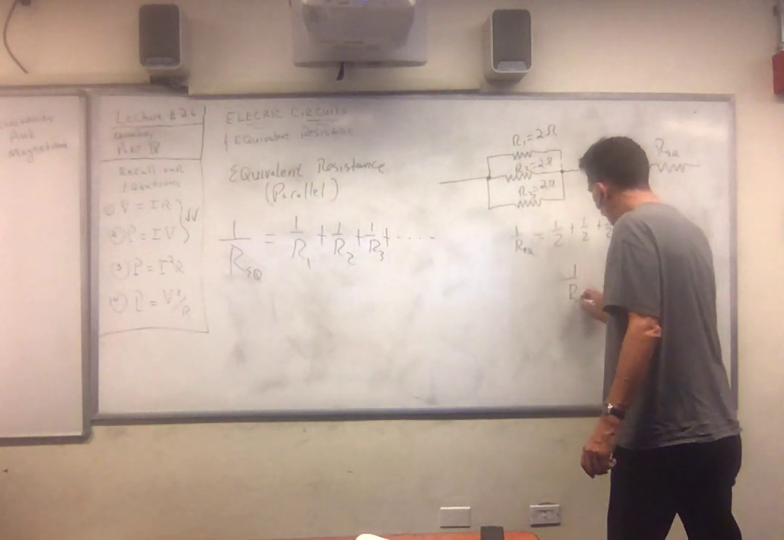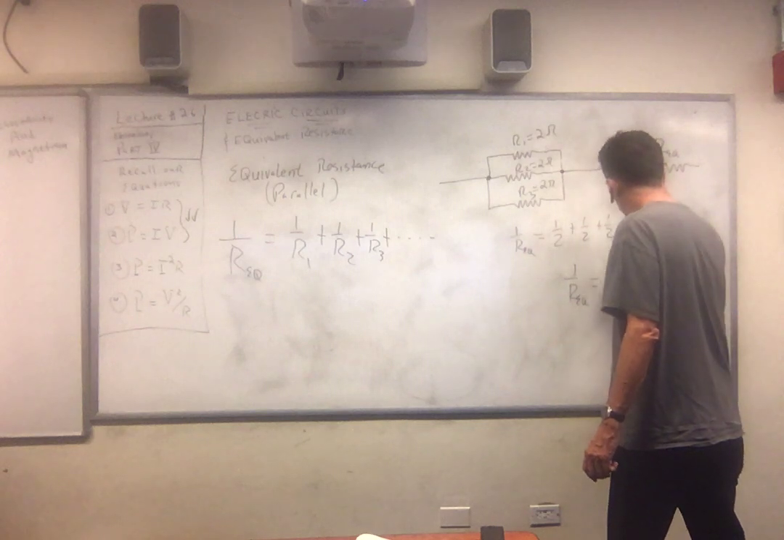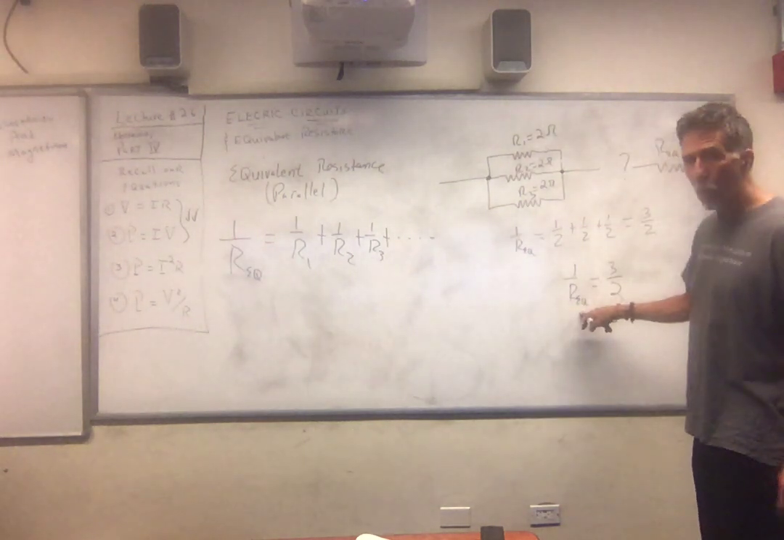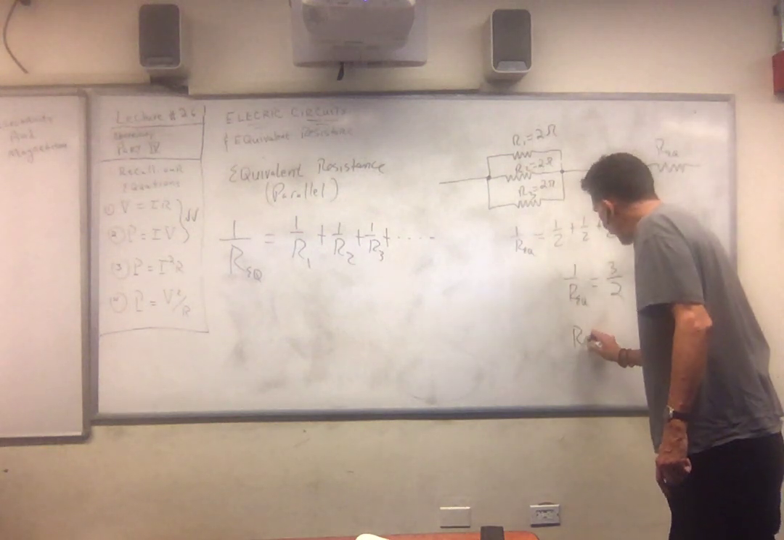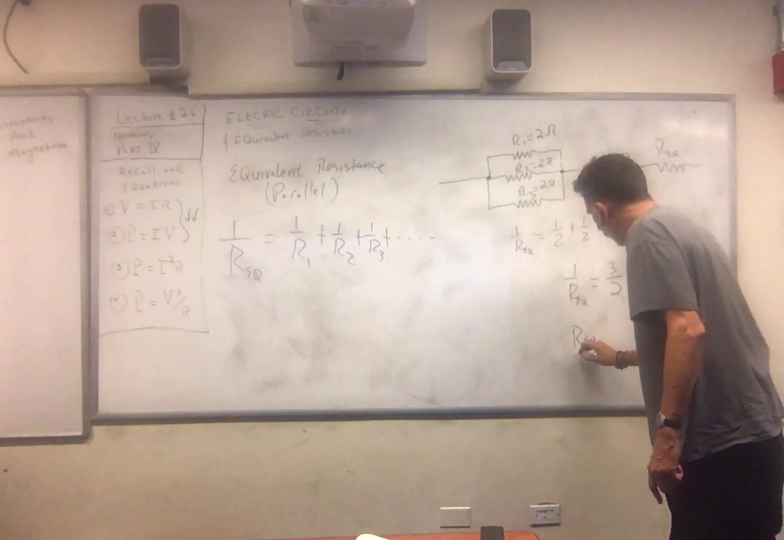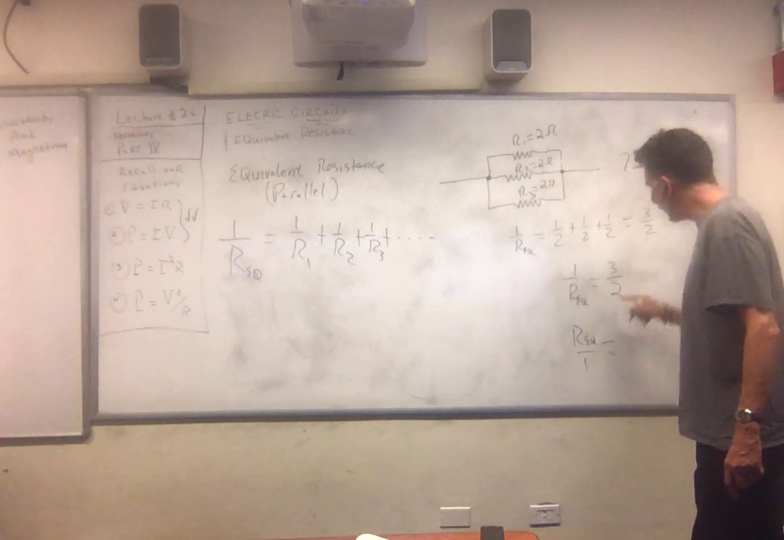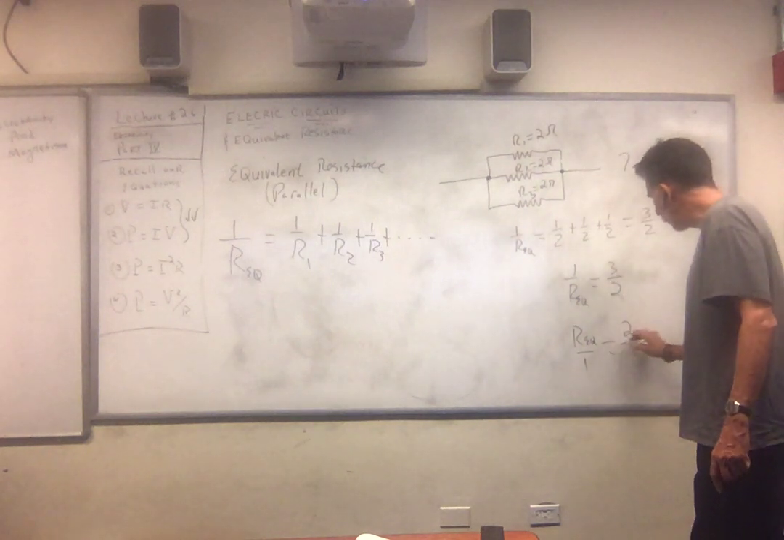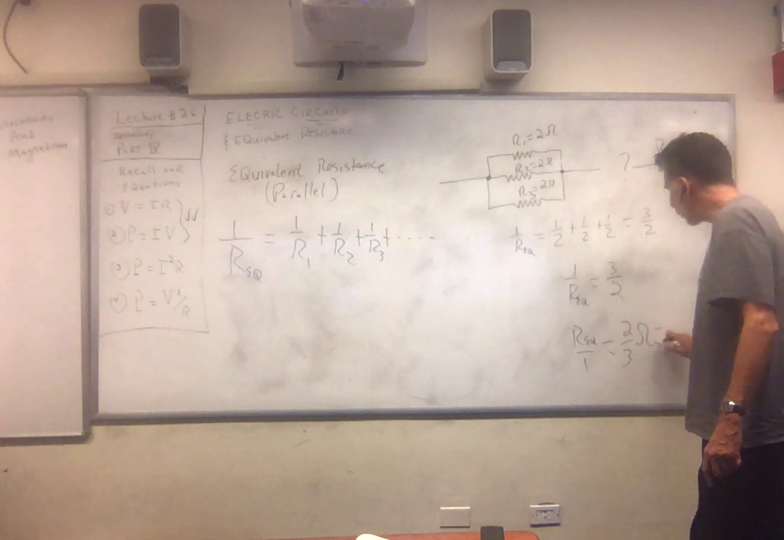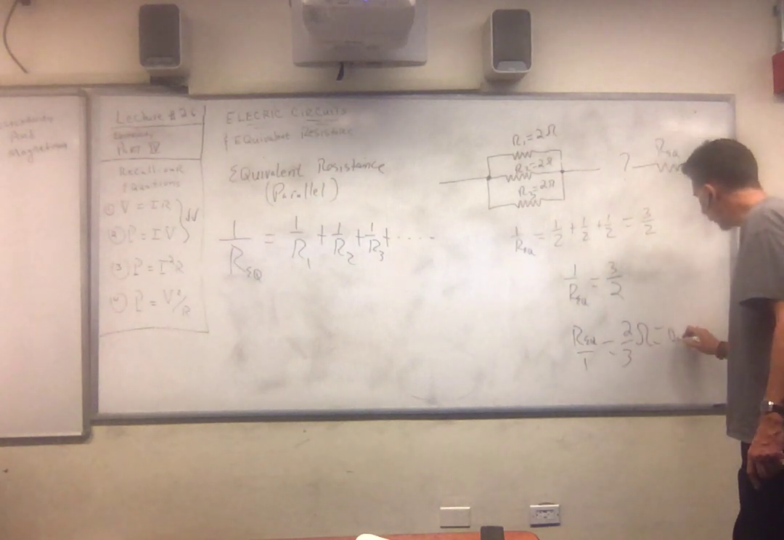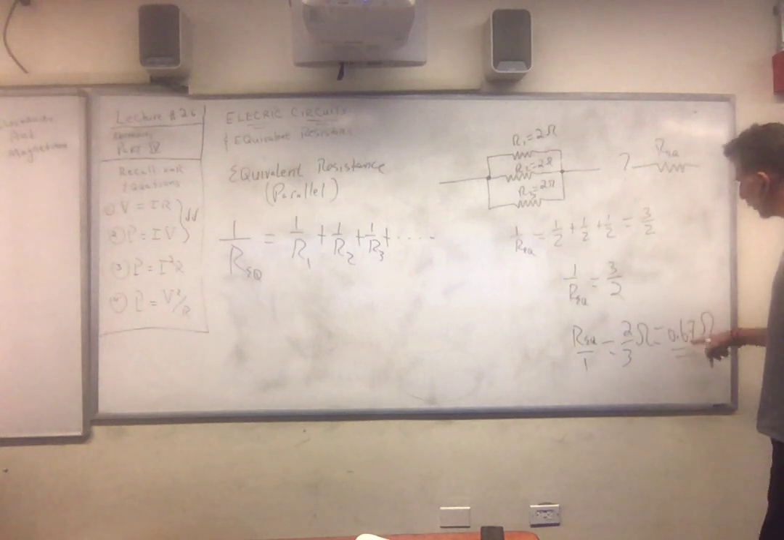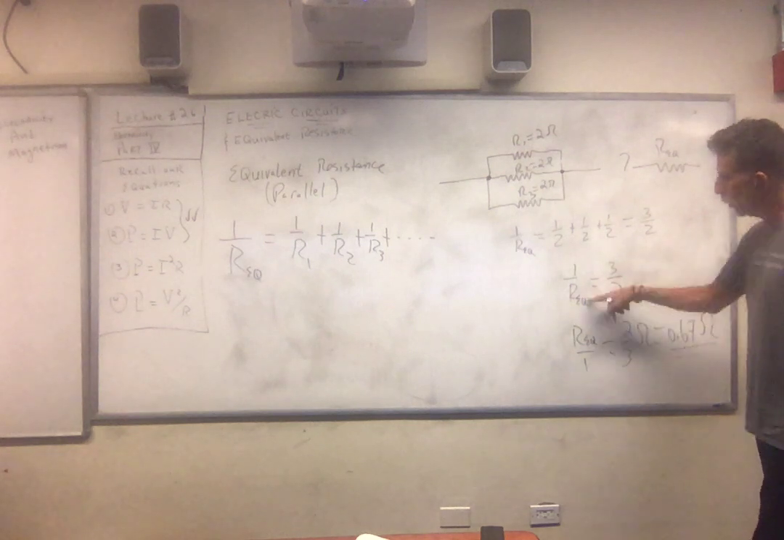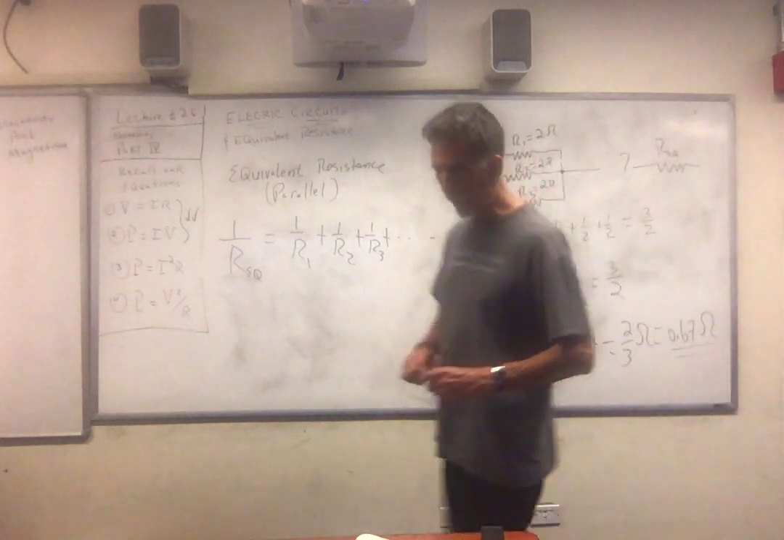1 over R equivalent is equal to 3 over 2. So to get what R equivalent is, you need to flip the whole equation. So R equivalent over 1, which is just R equivalent, is equal to 2 over 3 ohms. 2/3 is what? 0.67 ohms. So that's the answer. The answer is 2/3 of an ohm, or 0.67 ohms, not 3 halves. You must remember to flip it.